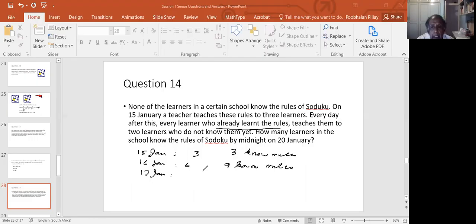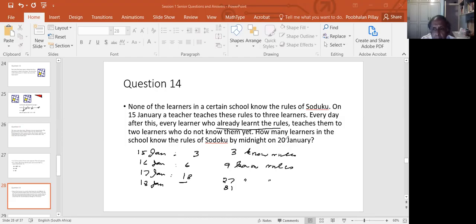the same thing happens. Each day, everybody who knows the rules teaches it to 2 other people. Now, there were 9 people who knew it on the day before, so each one of them would have taught it to 2 people. So you got 18 new people, right? So altogether, how many people know the rules? Together with the people who learned it on this day and the ones who knew it already, so you got 27 who know the rules. So you can see what's happening here. You can try it out and you will see you got 3, 9, 27, and it keeps multiplying by 3. So the 18th of January, it will be 81.